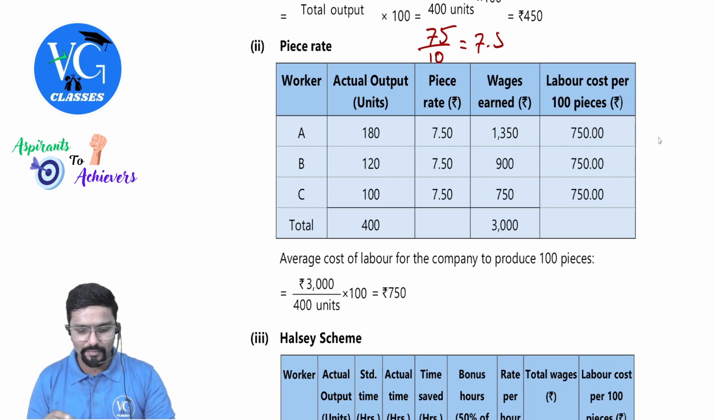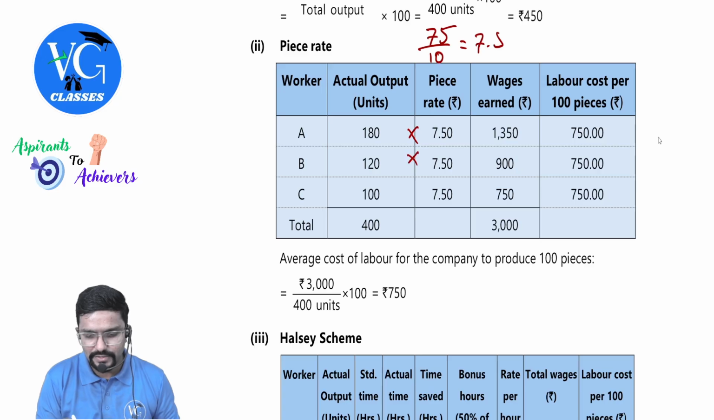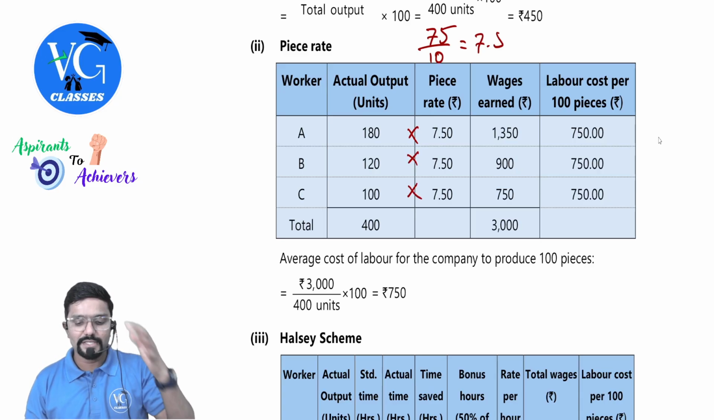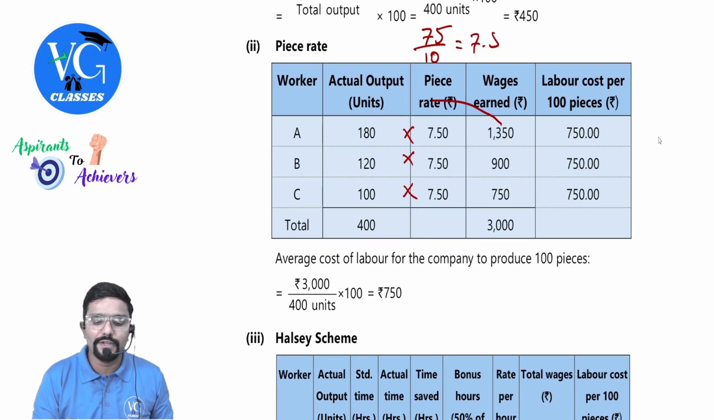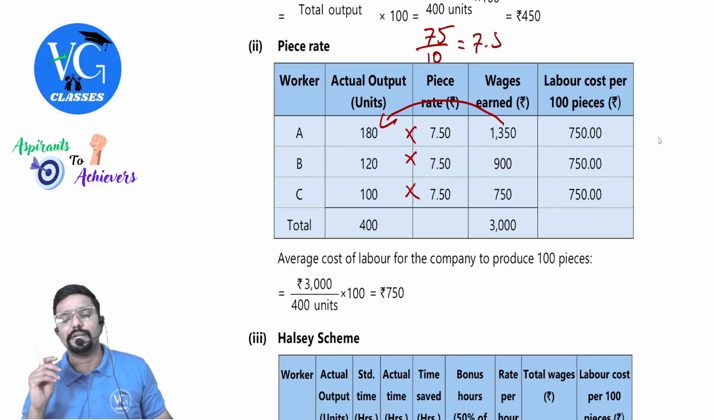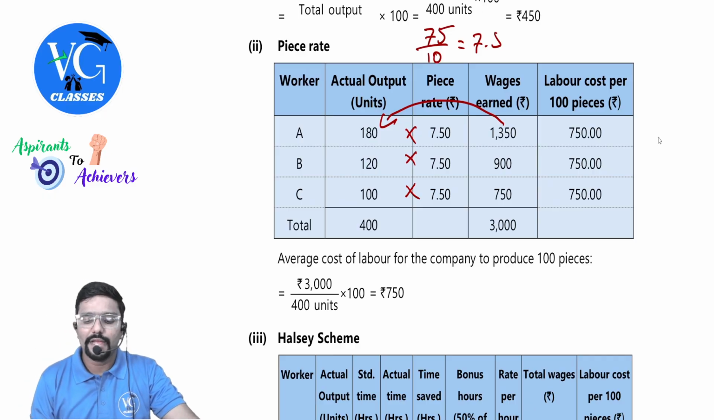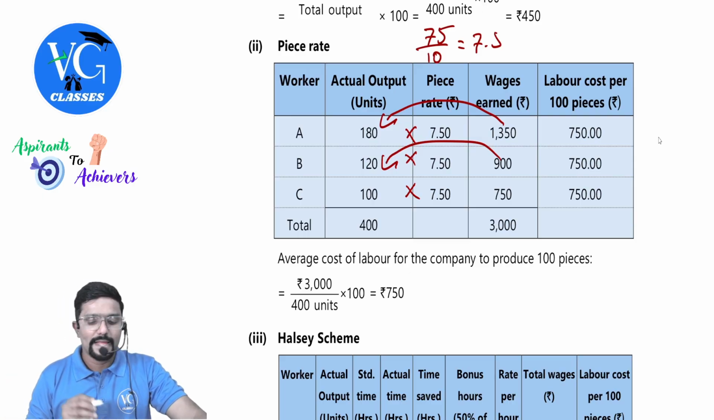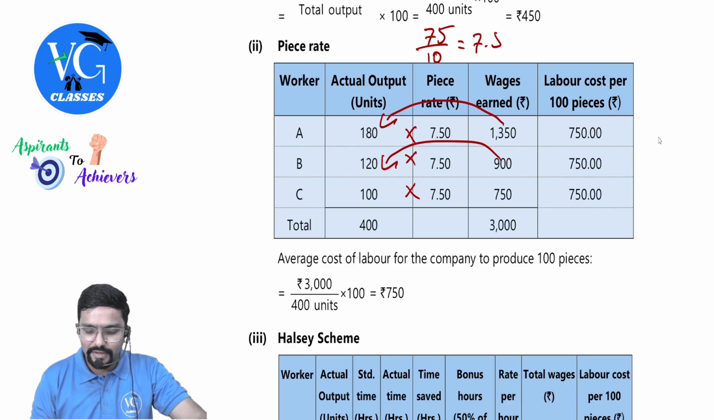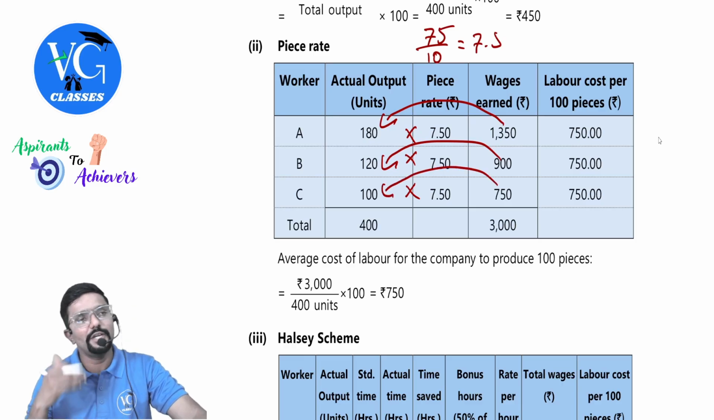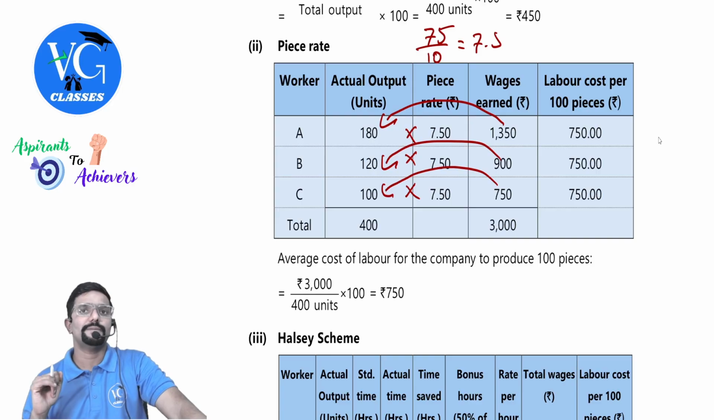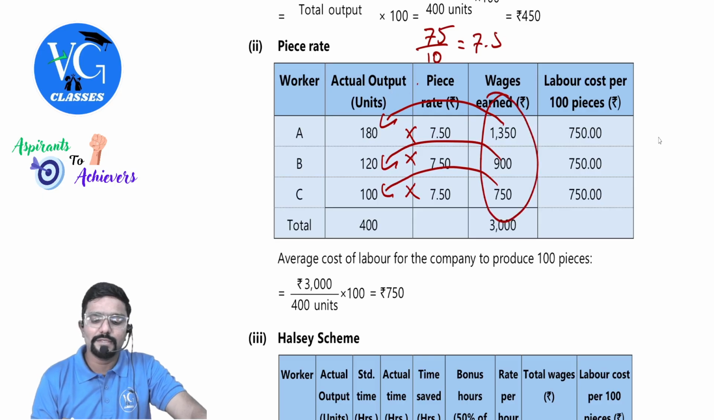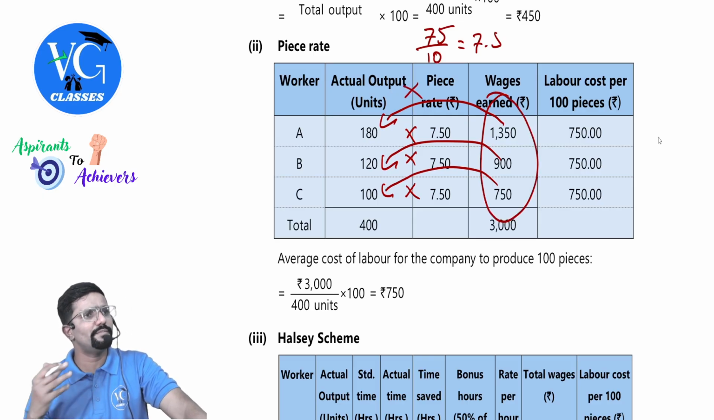Okay, sir. Now multiply both of these. You will get total wages. Now, for 100 pieces they have asked. So simple. 1350 divided by 180 into 100. Same way, 900 divided by 120 into 100. You will get 750. Last one, 750 divided by 100 into 100. It will be 750 only. Sir, how did you derive this figure? Just multiplication of actual output and piece rate.